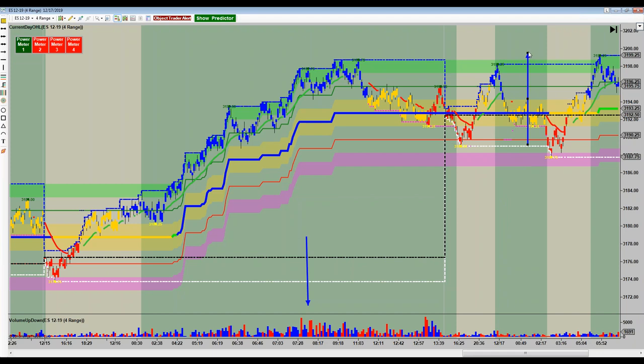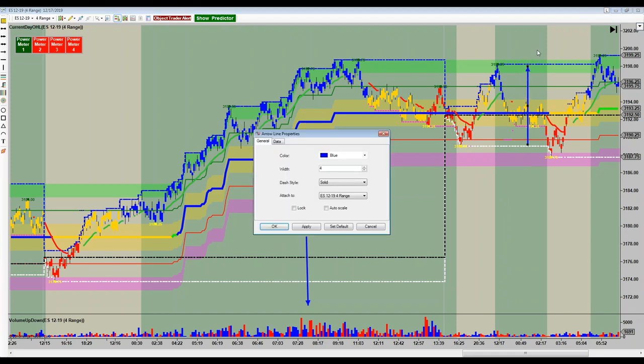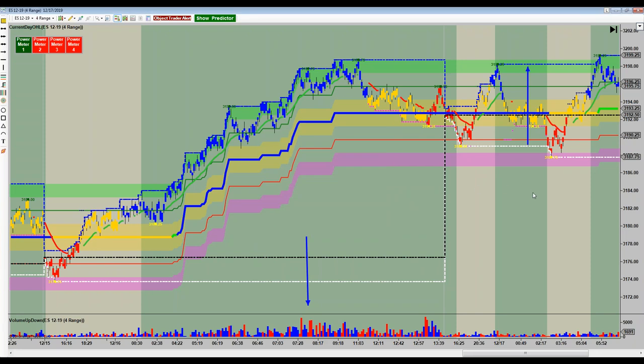Now, in addition to the size of the volatility, look at how it is trending or not trending here versus here. Let me show you the open yesterday. The open yesterday would have been right about here.